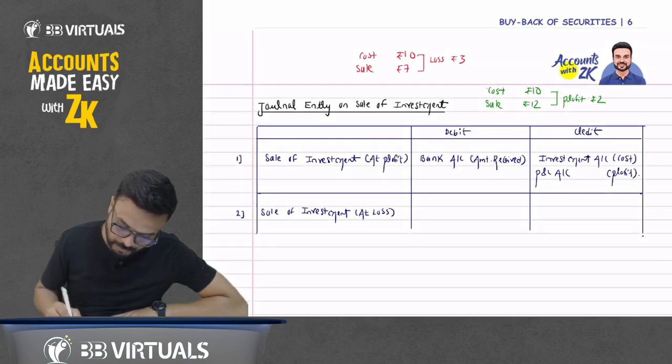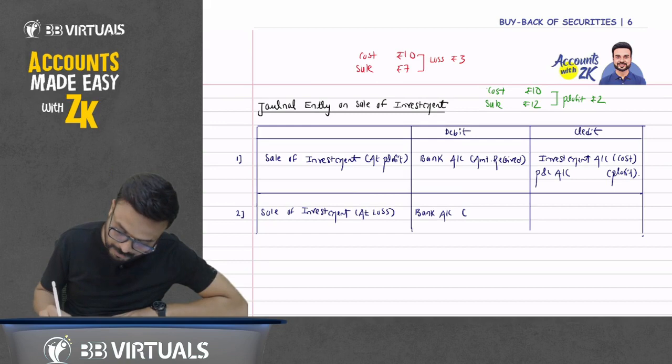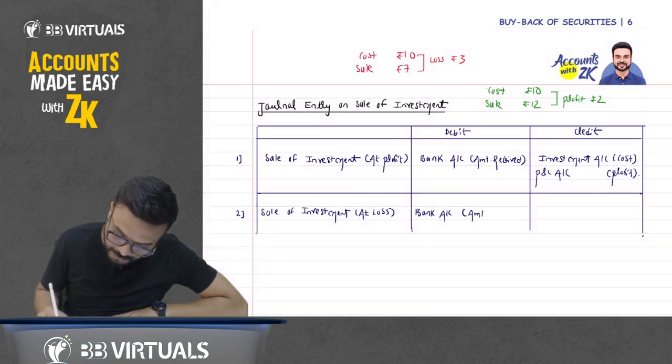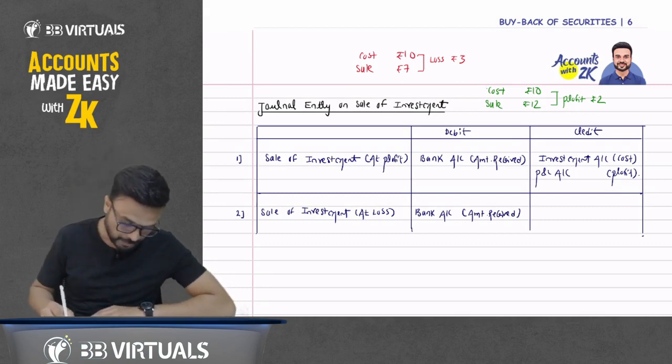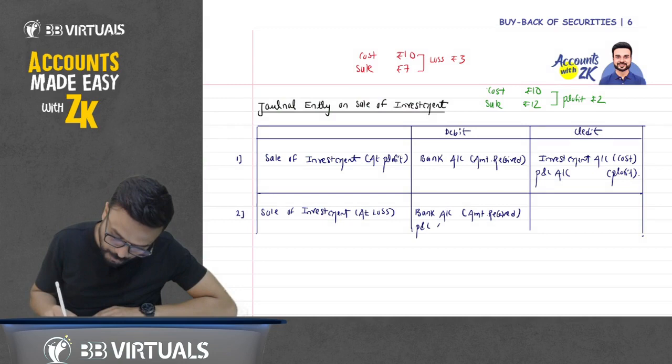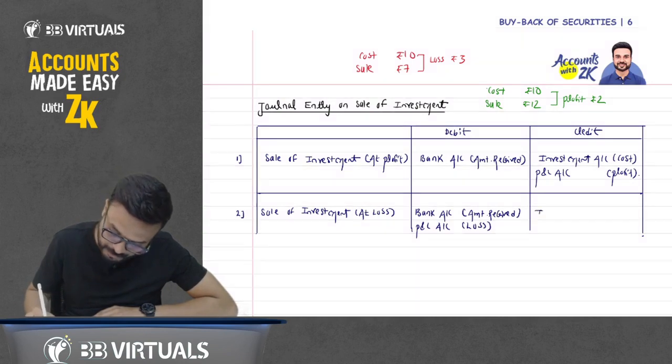Okay. So you have received the amount. So bank account debit. It will be debited by the amount received. How much amount have you received here? 7 crores, in case of loss, I am saying. How much is the loss? 3 crore. So that loss should be debited to profit and loss account. This is the loss amount. What is the cost of investment? 10 crore. That will be credited to investment account.